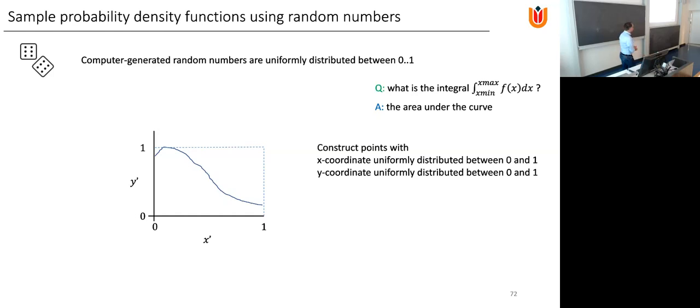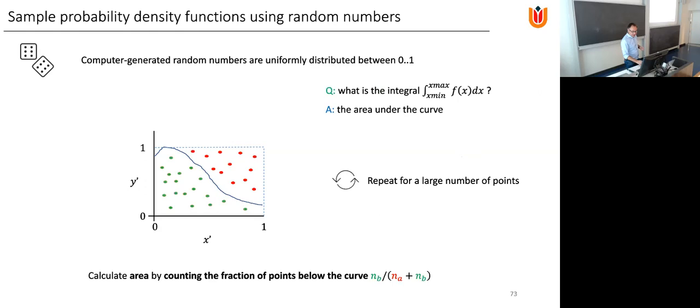What I can do now is use the computer. I can now generate two random numbers between 0 and 1, and use them as x and y coordinates of a point in this plot. So I can generate these two numbers and place that point somewhere in the plot. So let's say here. Because the x and y coordinates are completely random, some of the points will fall under the curve and some will fall above the curve, of course. And I can repeat that for a large number of points.